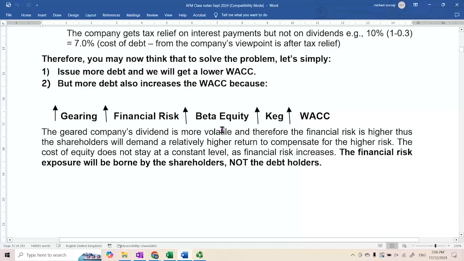So, geared company dividend more volatile, therefore financial risk is higher. Thus, shareholders will demand relatively higher return to compensate higher risk. Cost of equity does not stay at a constant level as financial risk increases. Financial risk exposure will be borne by shareholders, not debt holders. Understand? All right, keep that in mind, yeah?